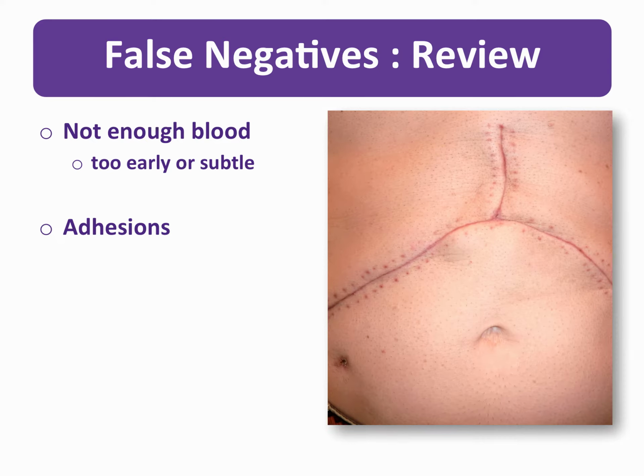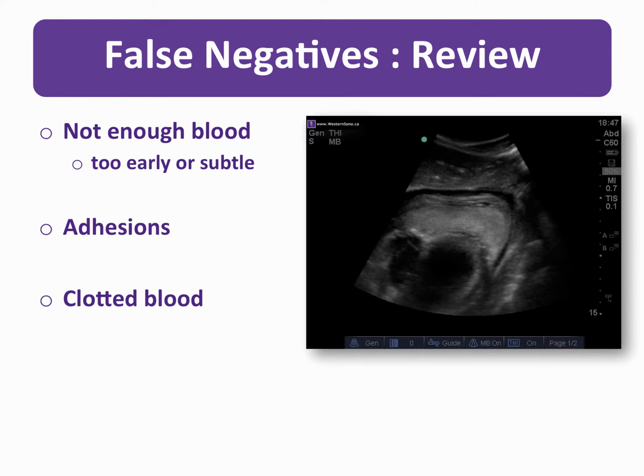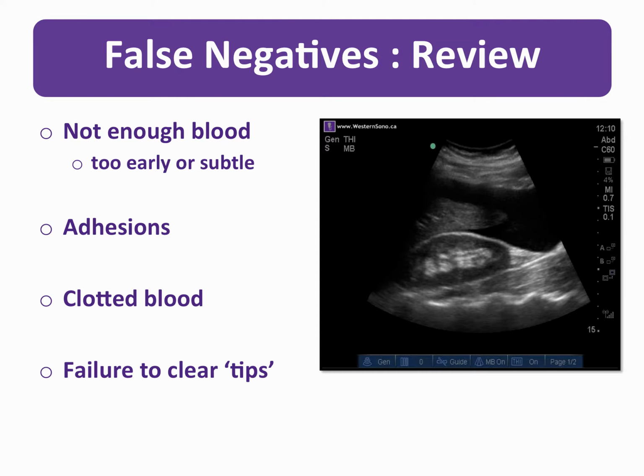Adhesions. Adhesions have blocked the free flow of fluid, and therefore it is not accumulating where we expect to see it in the 3 views used in the FAST exam. Thirdly, the blood is clotted and is no longer anechoic. And last, failure to clear the tips, scanning only the interface and missing free fluid around the caudal tip of the liver or the spleen, or at the so-called 6 to 9 view of the left upper quadrant.